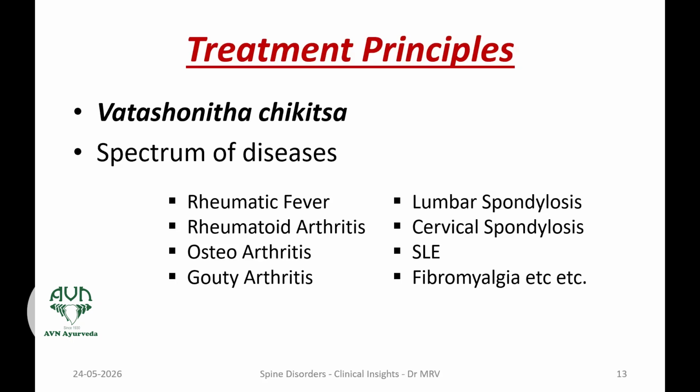That is why this is explained as the last chapter of Nidana and Chikitsa Sthana. Whatever diseases are not included in the previous chapters can be included in the Vata Shonita Chikitsa. Hence, if you want to treat cervical spondylosis and lumbar spondylosis properly, we have to first study the Vata Shonita line of management thoroughly.